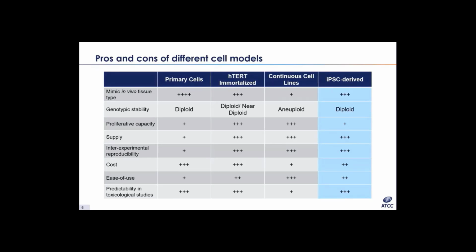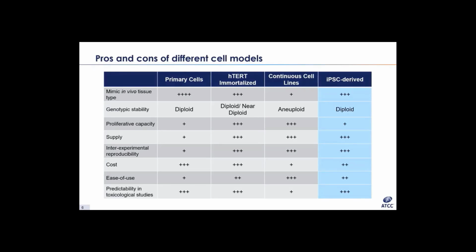Now next, there's hTERT immortalized primary cells. These cells are genetically modified primary cells. hTERT cells exhibit normal primary cell physiology, but have the growth characteristics of a continuous cell line. They have near normal genetic stability. They have the ability to generate a large number of cells for large drug screens or toxicology studies, providing limited to no donor variability.